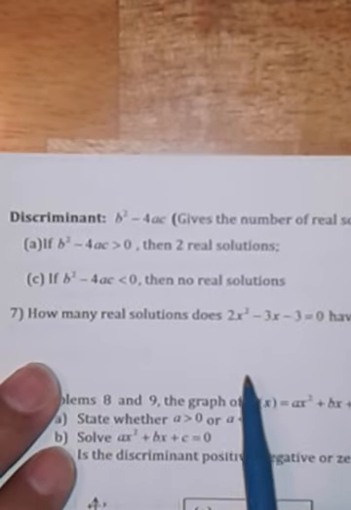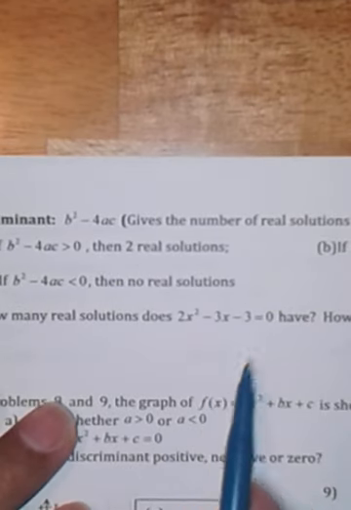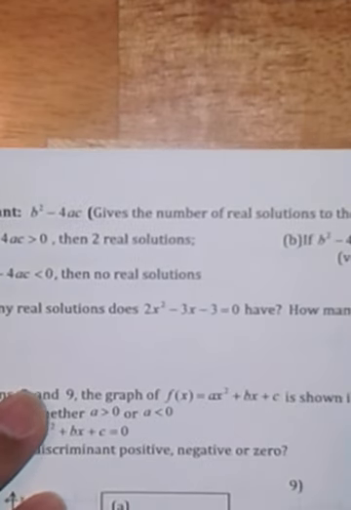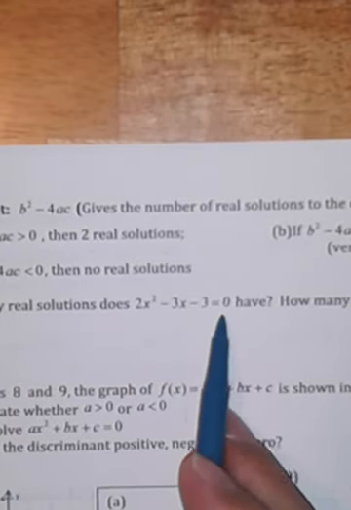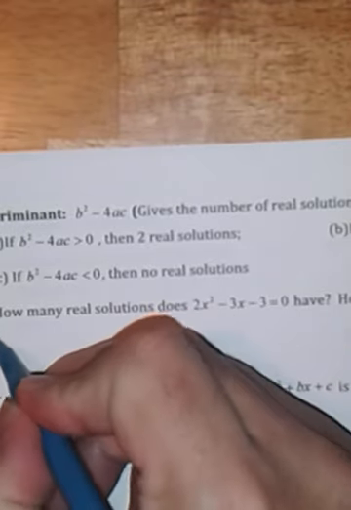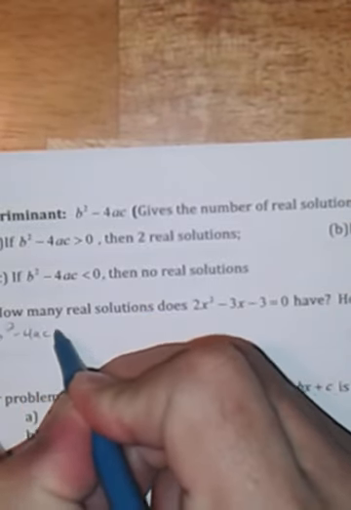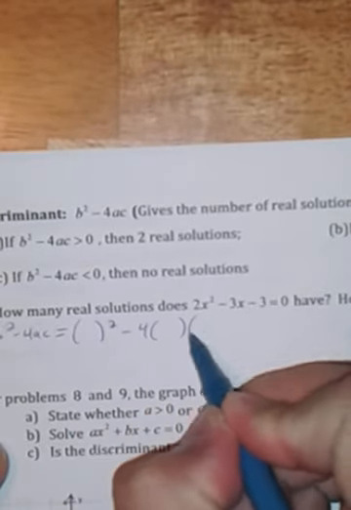All right. Let's look at number 7. How many real solutions does 2x squared minus 3x minus 3 equals 0 have? And then how many x-intercepts? We'll come back to that, okay? But let's find out how many real solutions. So we find the discriminant. So b squared minus 4ac is, what's b? And what's a and what's c?